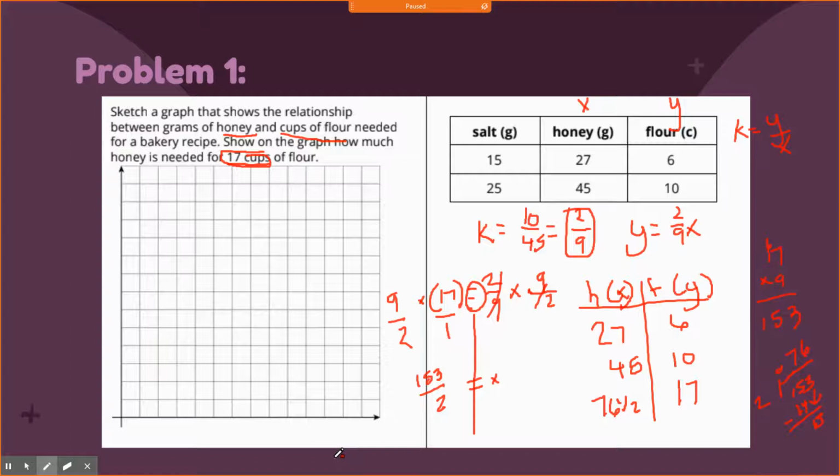So now we need to get started on graphing. We know that honey here is our x, and flour is our y.